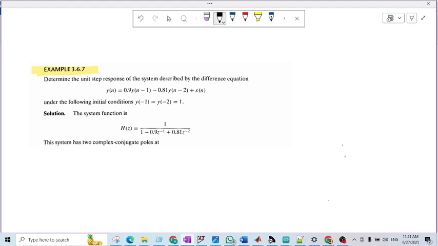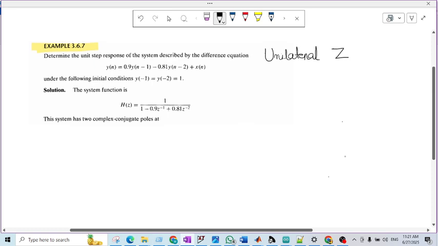Assalamu alaikum. So I have a difference equation here with initial conditions, and if I have initial conditions, then the bilateral Z transform will be of no use. So rather, we have to use the unilateral Z transform. Okay, so how can we do this?